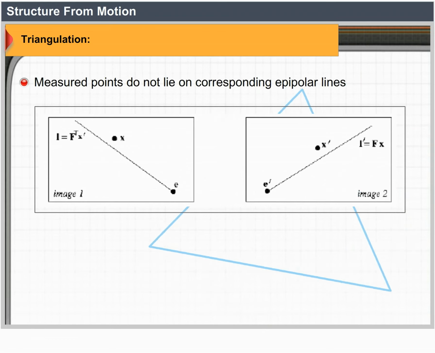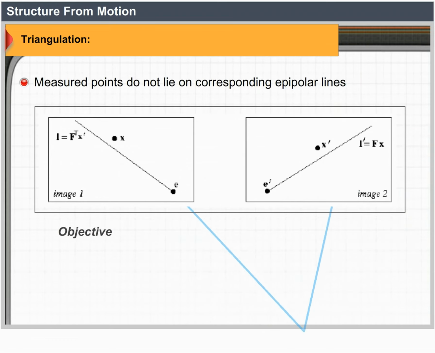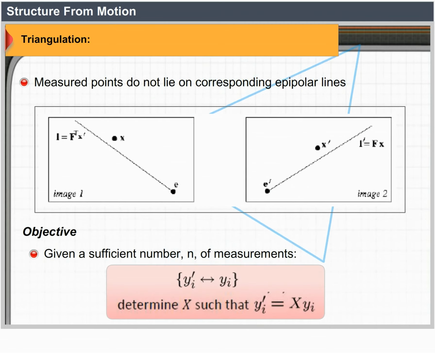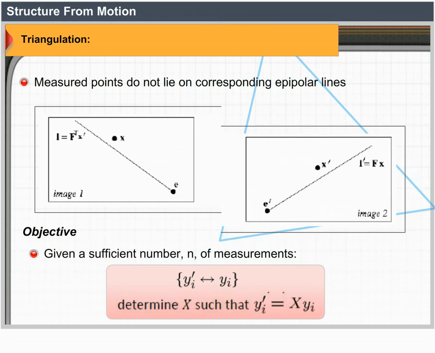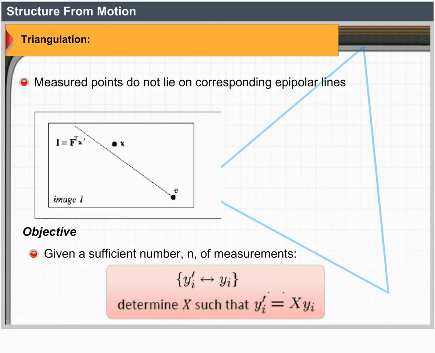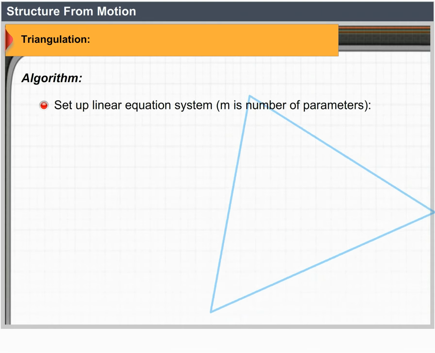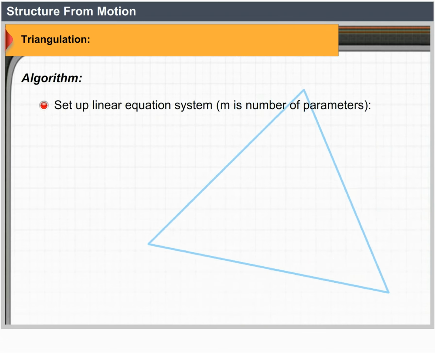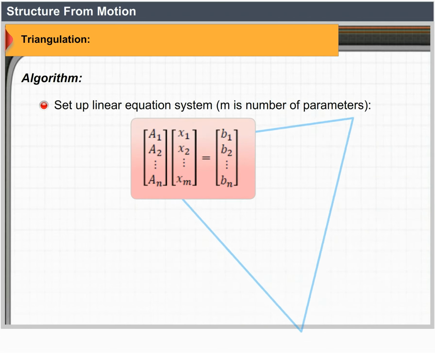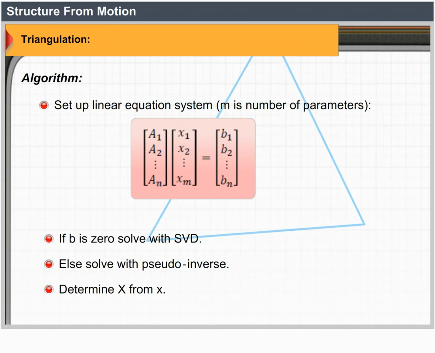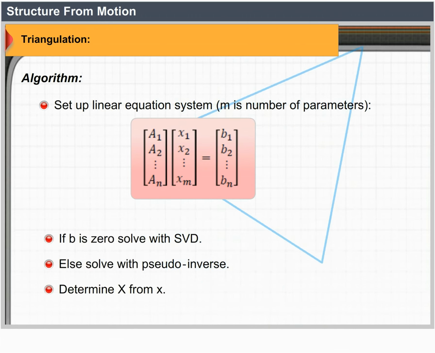Objective. Given a sufficient number n of measurements, yi dash tends to yi, determine x such that yi dash equals x into yi. Then the algorithm can be stated as: set up the linear equation system. M is the number of parameters as per the matrix shown. If B is 0, solve with SVD, else solve with pseudo-inverse, and determine capital X from small x.